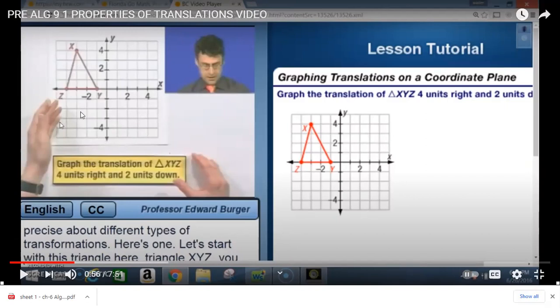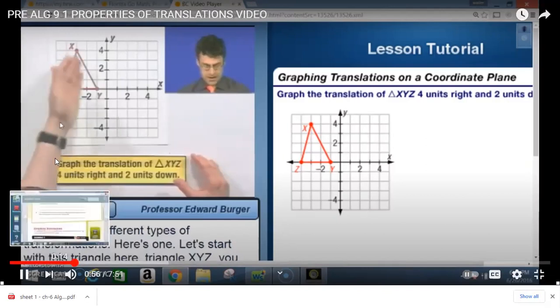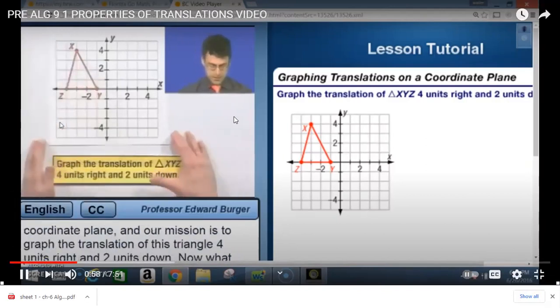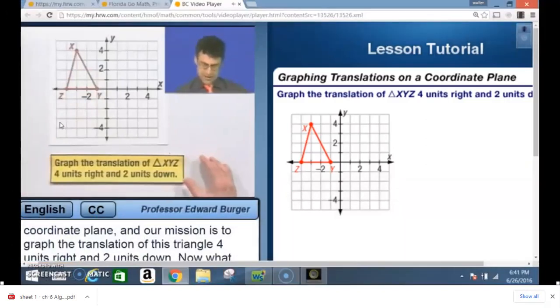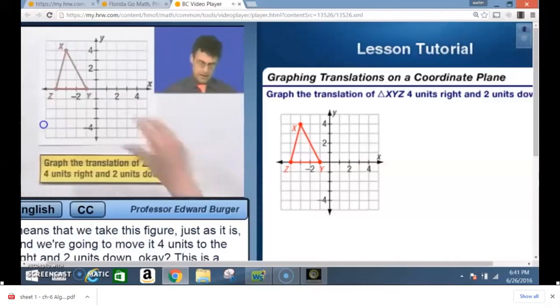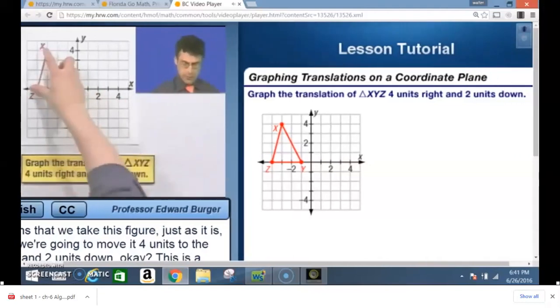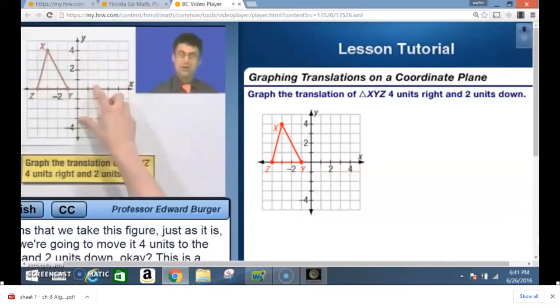So let's watch together how we will count on the coordinate plane. X, Y, and Z. You can see it here in the coordinate plane. And our mission is to graph the translation of this triangle 4 units right and 2 units down. What does that mean? It means that we take this figure just as it is, and we're going to move it 4 units to the right and then 2 units down. Okay? This is a translation.